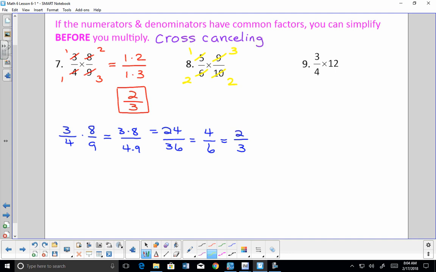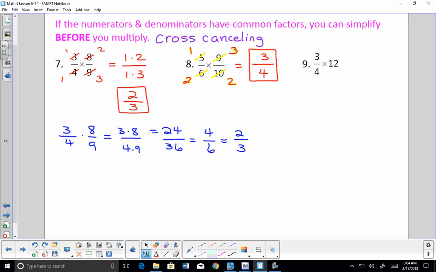And you might not be able to read those yellows, so let me just go over those with red. This was 1, and 5 went into 10 twice. 3 went into 6 twice, and 3 went into 9 3 times. So now I have 1 times 3, which is 3, and 2 times 2, which is 4. So it reduces to 3/4. Cross-canceling is very nifty. It can speed up your process tremendously.